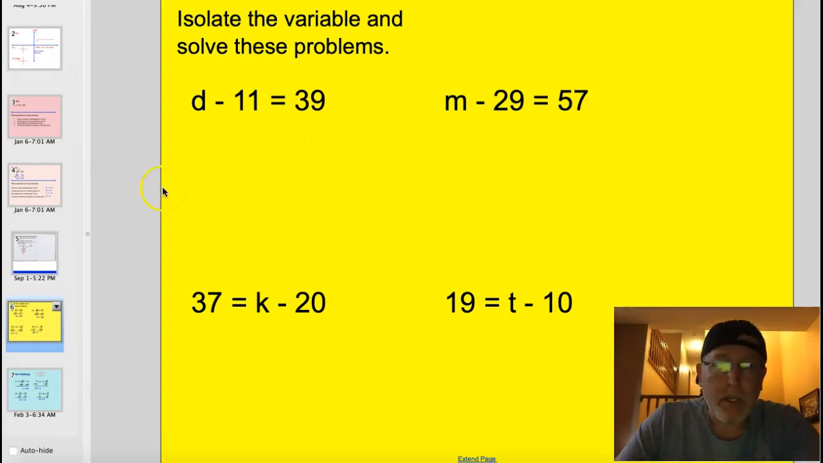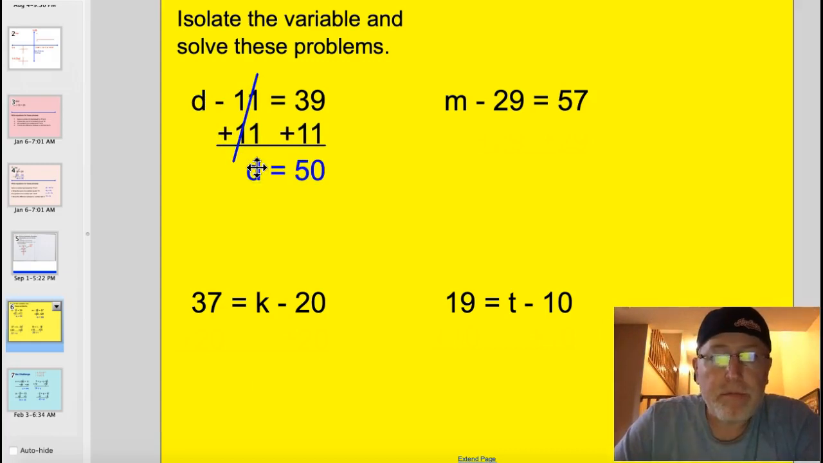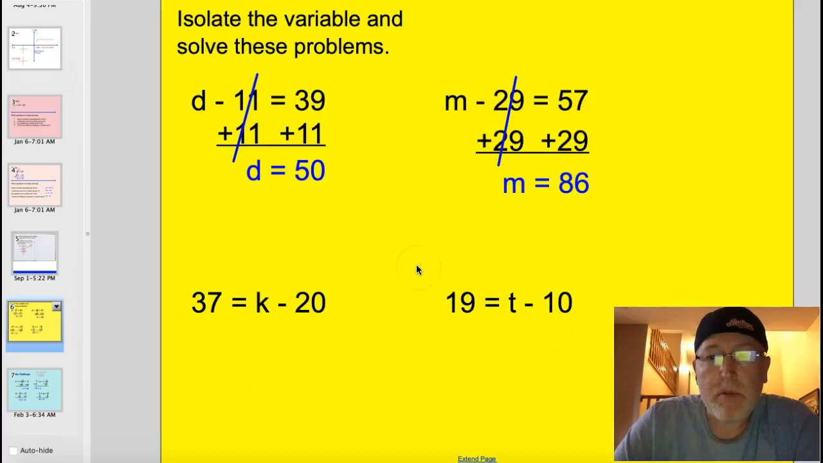All right. Well, how are you going to get d by itself? Add 11 to both sides. The 11s crossed off. D equals 50. Try this guy. Well, got to get rid of the minus 29, so we're going to add 29. Plus 29, minus 29, they cross off. You got m equals 86.